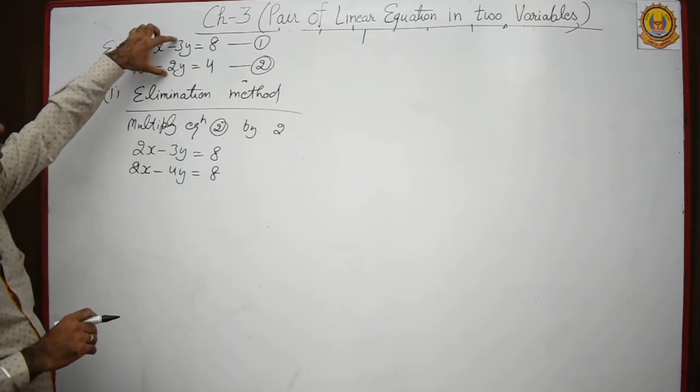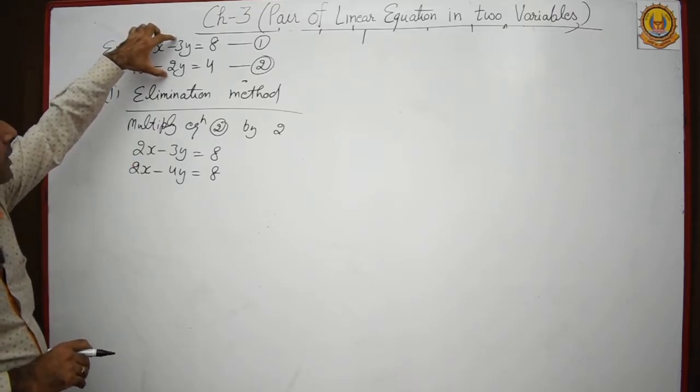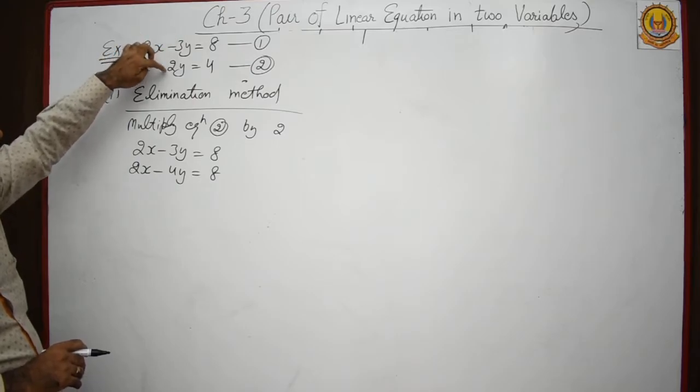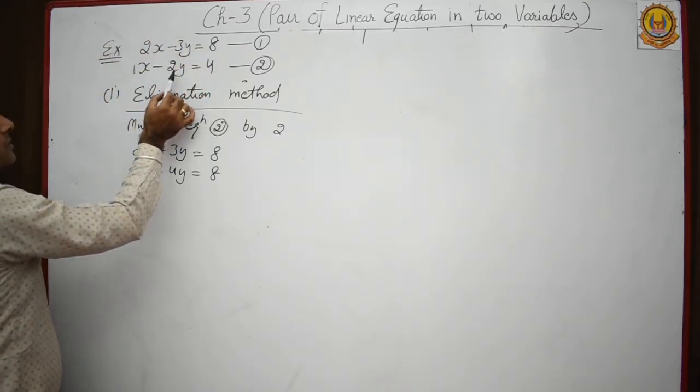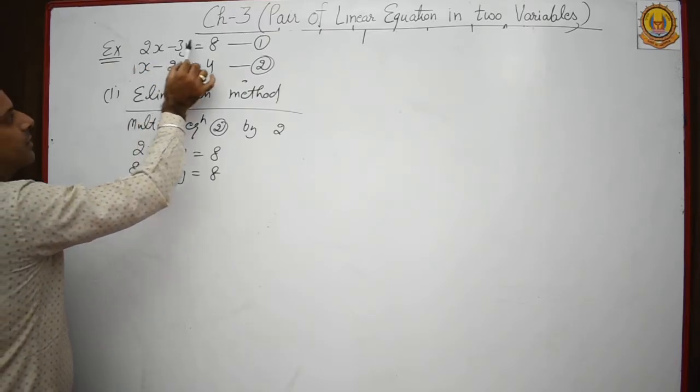And suppose if you want to eliminate y, you have to make the coefficient of y the same. So multiply these numbers with each other. Suppose here 2 is there, so multiply equation 1 by 2.